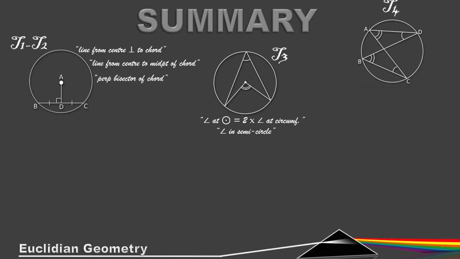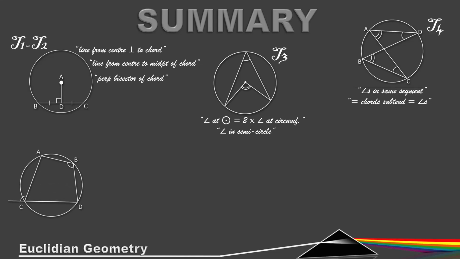Then we have theorem 4. So theorem 4 is angles in the same segment are equal, all right? And then also equal chords subtend equal angles. So if you have two different chords but they are equal, then the angles that they subtend will be equal as well. Then for theorem 5, the opposite angles of a cyclic quad add up to 180, all right? And then also that the exterior angle of a cyclic quad is equal to the opposite interior angle of a cyclic quad. And then opposite angles of a quad being supplementary is for when you only have a quadrilateral and you need to prove that it is a cyclic quad.